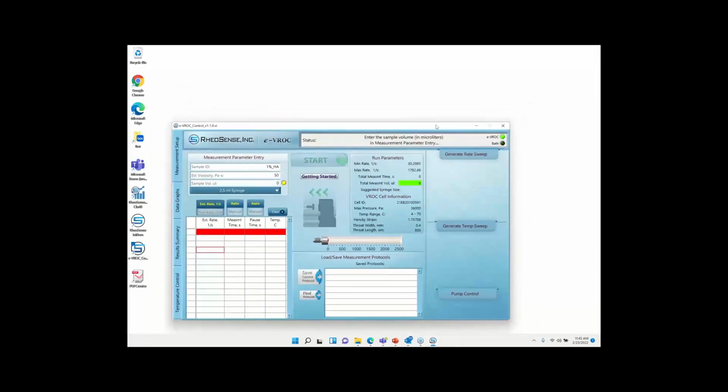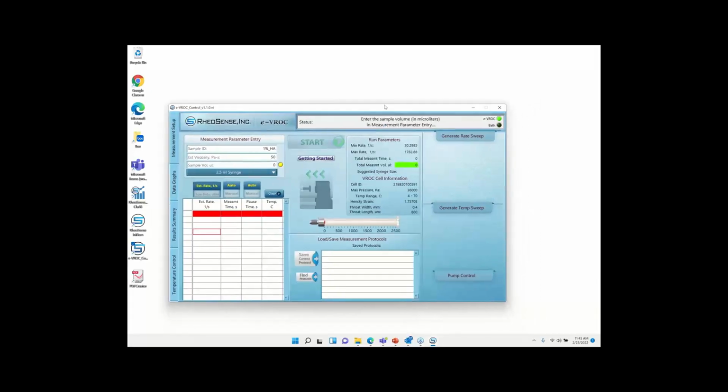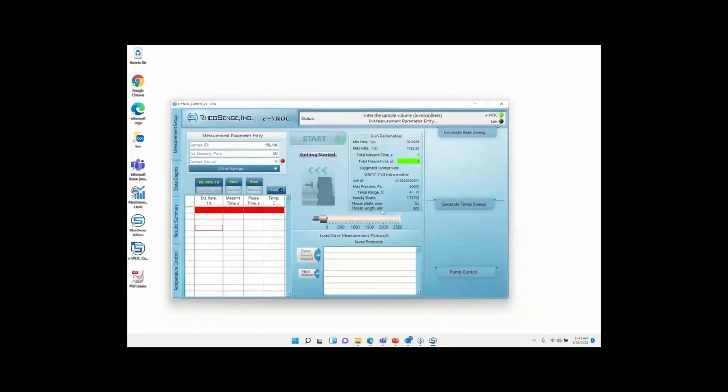Unfortunately my computer's not letting me expand the software screen larger, but hopefully it's visible to everybody. The first thing we're going to do is, again, we don't want to be the one to start moving the piston with our hand, so we're going to let the instrument find the piston. We're going to push this here to get everything started, and it's going to move that block that you saw a moment ago when we contacted.